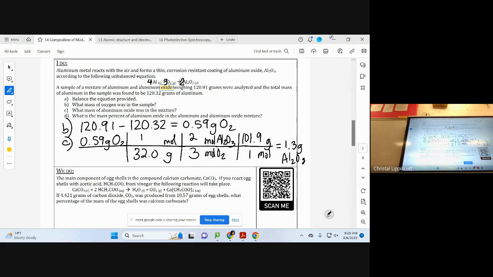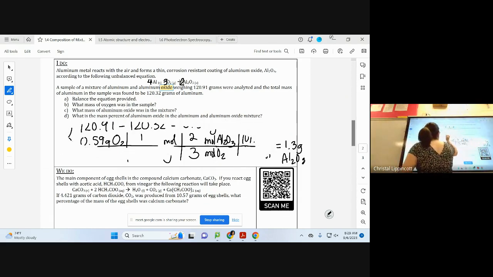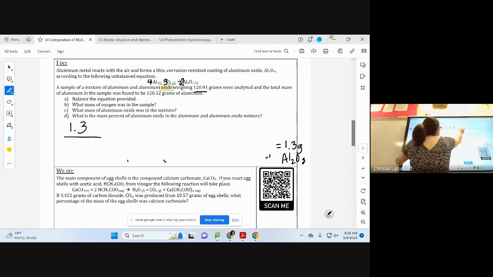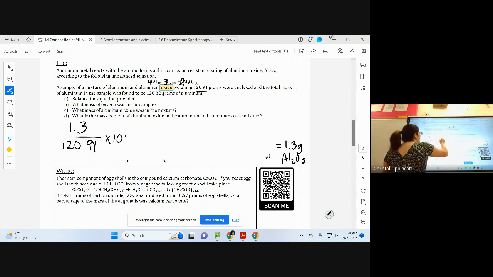All right, so I've got this guy. So for D here, which I've run out of space for, anybody still need this up here? No. Okay. So I'm gonna get rid of this and give me some space. So I'm gonna take that 1.3 that I calculated in C, and I'm gonna divide it by the mass of the mixture, which is right here. So 120.91 times 100, that's going to give me my mass percent. And that ends up being 1.1%.